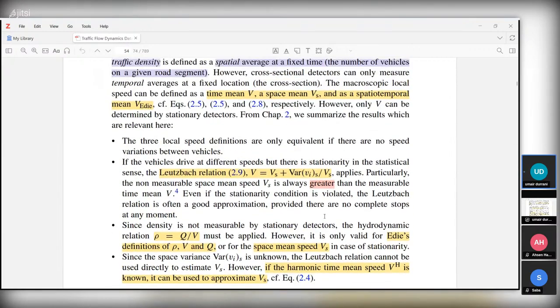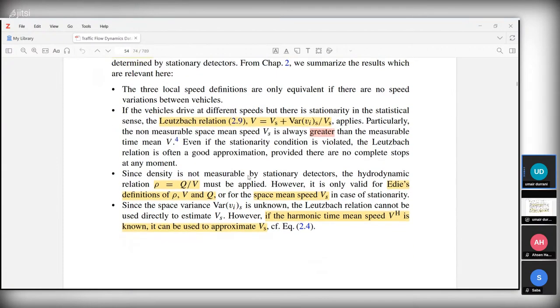Our goal in this section is to determine traffic density, and this is why we are defining these relations again from the previous chapters, just to remind ourselves what the time mean speed and the space mean speed are. We need that because we want to use this relationship: density is equal to the flow divided by the speed. But this is only applicable if we can use Edie's equations, or if we can use Vs instead of V, which is the space mean speed. We cannot directly use the time mean speed here because otherwise it will be a biased estimation of the density.